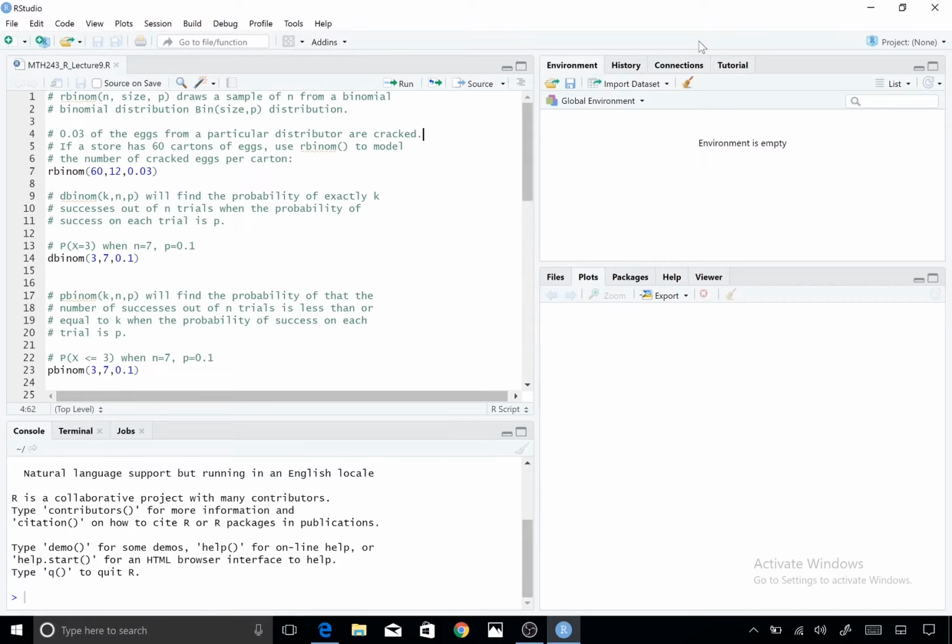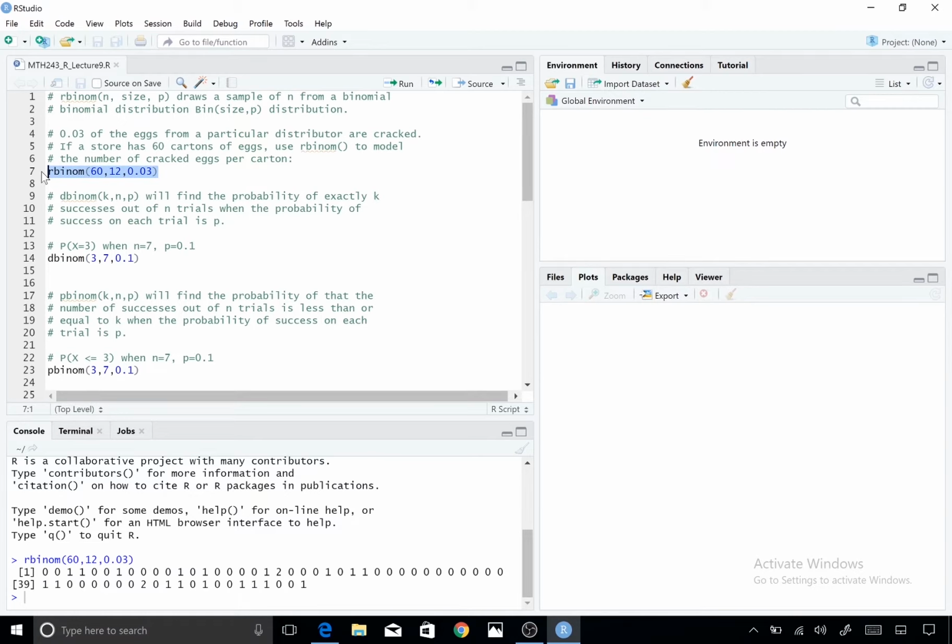But say we allow for independence. Then we want to see what the cartons might look like. Each carton has 12 eggs, so n equals 12. p equals 0.03. I'll run this, and the 60 cartons might look like this. A few ones, some have 2, but most have 0.